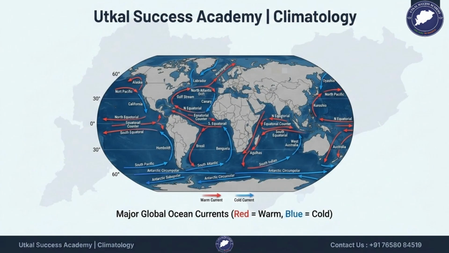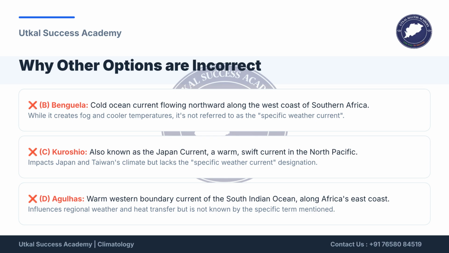The map displays the three main phases of the Pacific: normal, El Niño, and La Niña. El Niño is characterized by warm water, while La Niña is characterized by cold water. Both dramatically shift global weather patterns. The remaining options are incorrect.